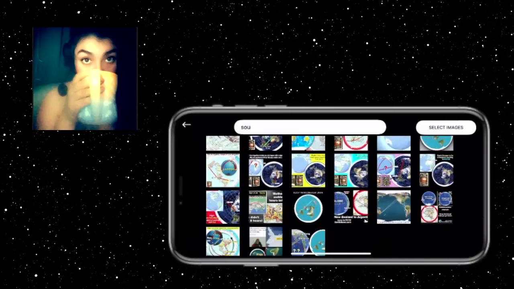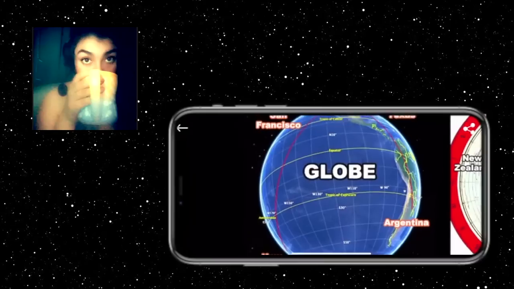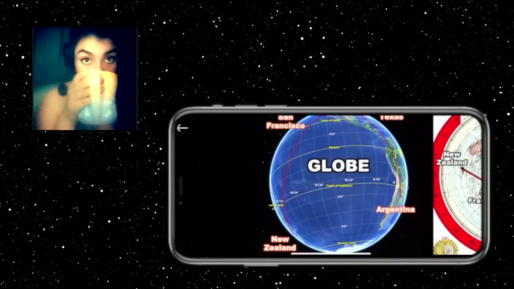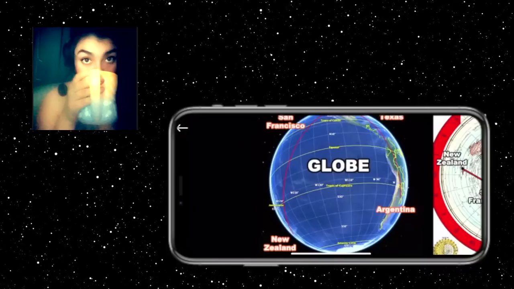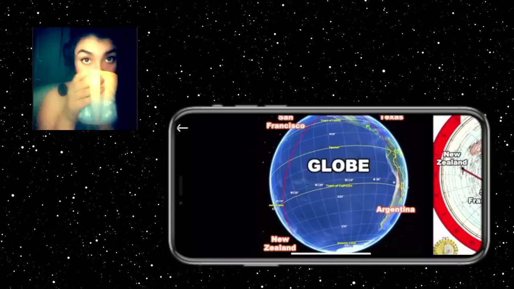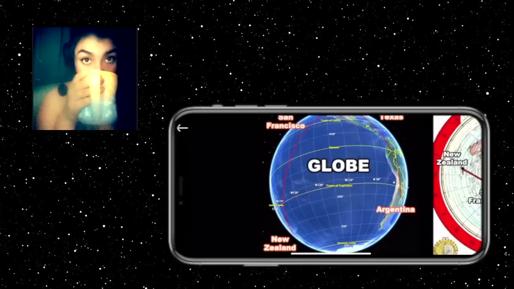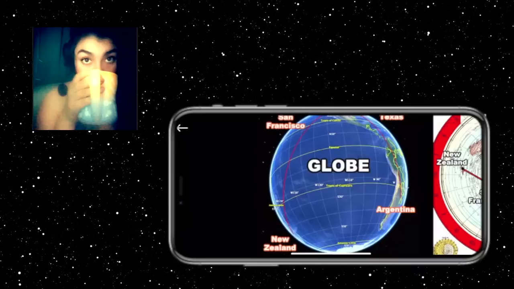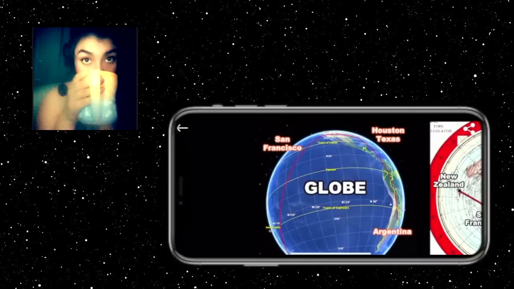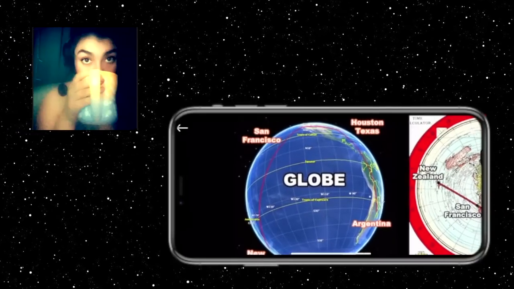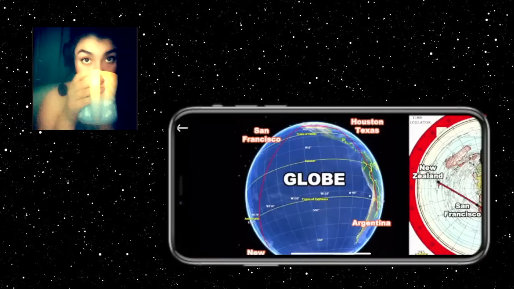So let me show you a flight route. So you know where New Zealand is. I'm showing on the app here. New Zealand is on the bottom left next to Australia. And the plane wants to go to Argentina, which is over in South America. And the shortest route is literally just a straight line, a slightly curved line because the Earth is a globe between those two. But that flight route goes all the way up to San Francisco, across the equator, and then across America to Houston, Texas, and then all the way back down to Argentina.